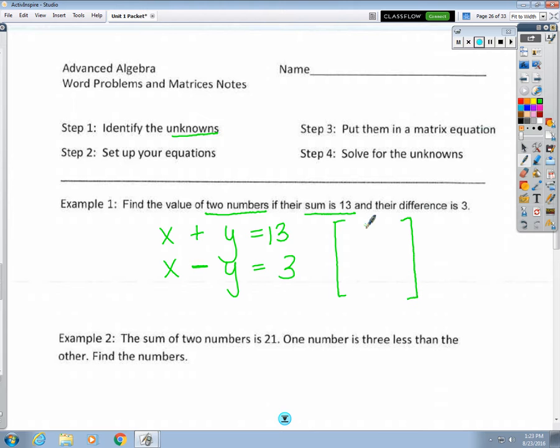So what will my elements be in this first matrix? Isn't that a 1, 1, 1, negative 1? Okay, and for my constant matrix, the values that are not beside a variable, 13 and 3, and to actually solve this and figure out what x and y are, you take the inverse of this matrix and multiply it by that one, just like yesterday. So go ahead and type that in and see what you get.